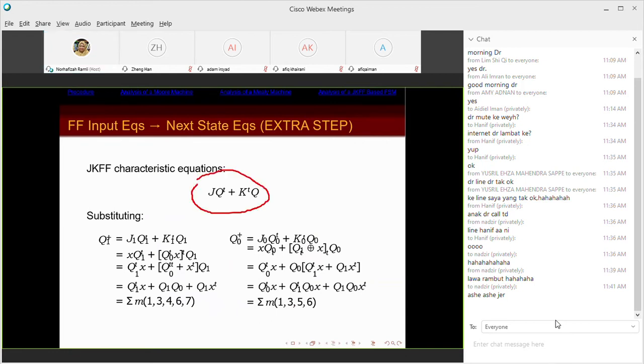If you recall this equation, this is the equation for Q plus, which is equal to J Q bar plus K bar Q. This is K bar, this is Q bar. The one I'm going to share with you is actually the original PDF file, so you don't have this error. So you can use a K-map.